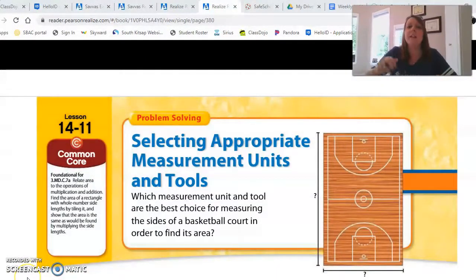All right, so today we're going to be on page 352. If at any time you need to pause me, please feel free to do so. And here we go, selecting the appropriate measurement units and tools.